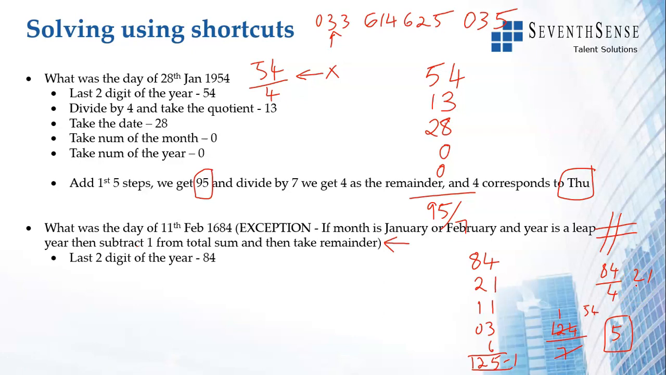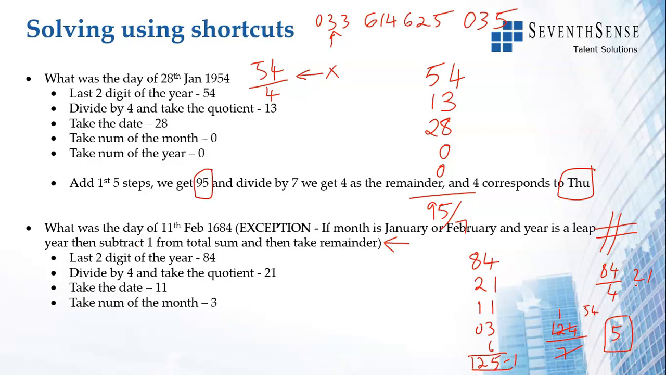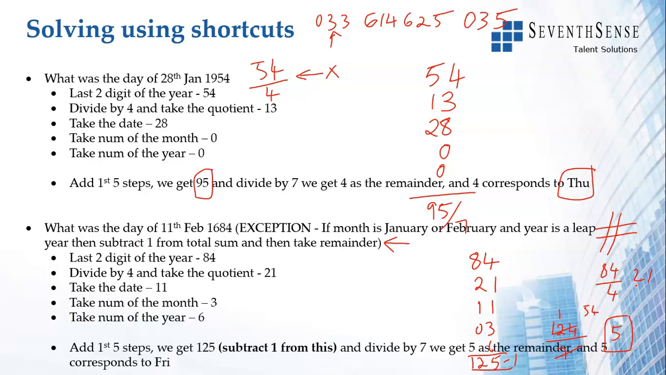I repeat, take the last two digits of the year, which is 84. Then you divide it by 4 and take the quotient, which is 21. Then you add the date, which is 11. Then you add the month code for Feb, which is 3. Then you add the year code for 1684, which is 6. Then you get 125. You subtract 1 from it. You get 5 as a remainder. 5 is Friday.